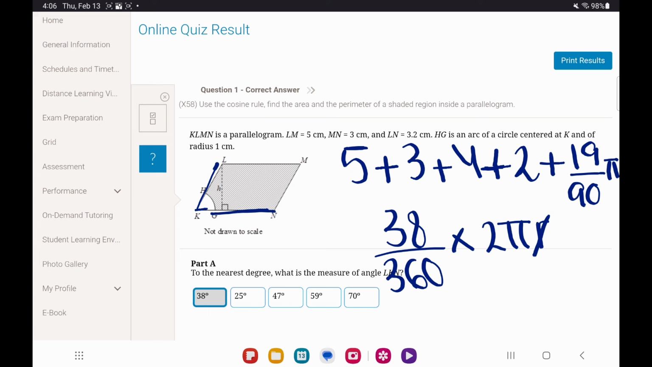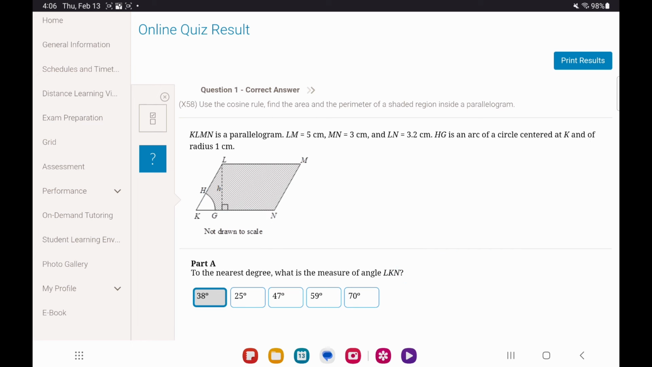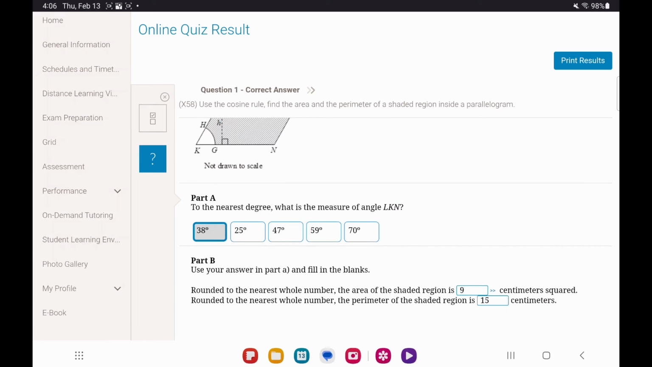Do it on your calculator. 5 plus 3 plus 4 plus 2 plus 19 over 90 pi. You get 14.66, so 15, okay? So when we go down here, it is also 15 centimeters, and that's the first question. I know this might be long, but we went into details, okay? Second question.